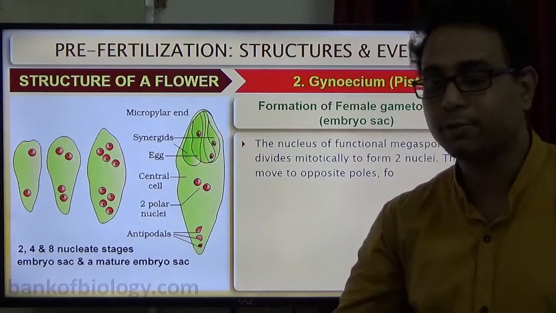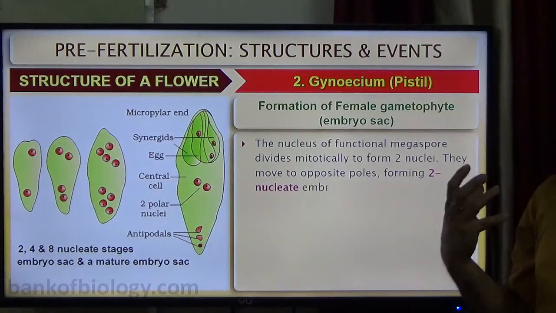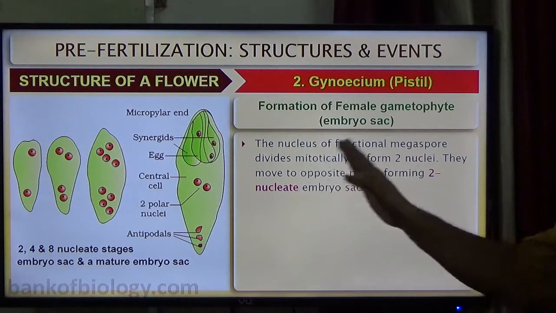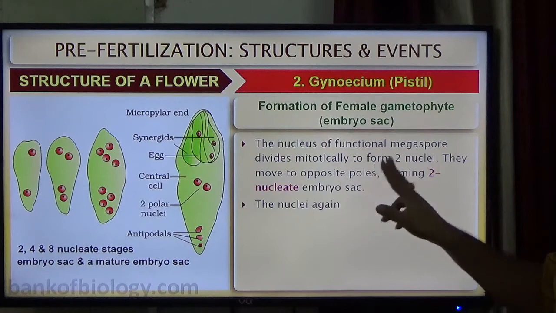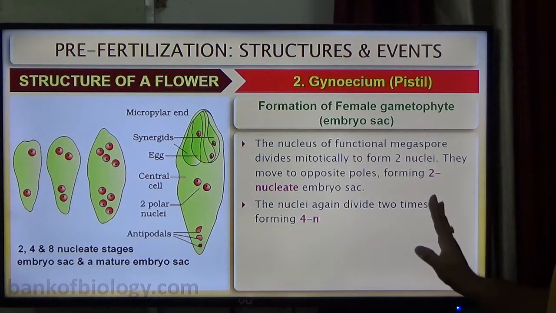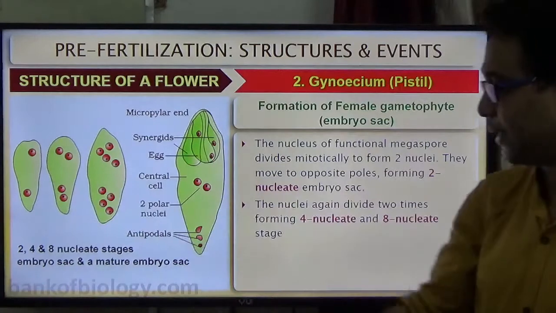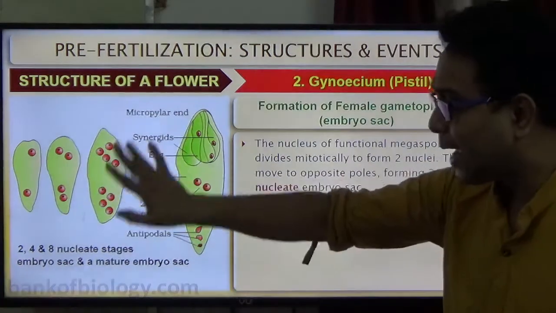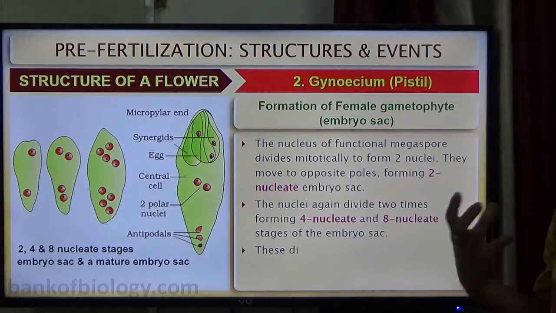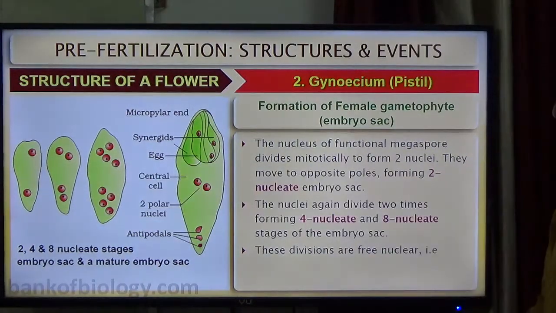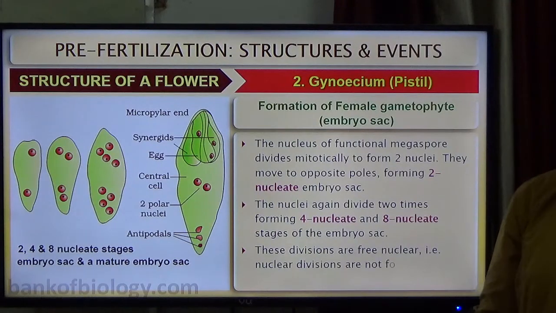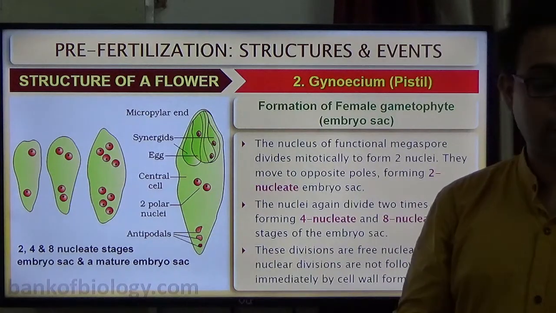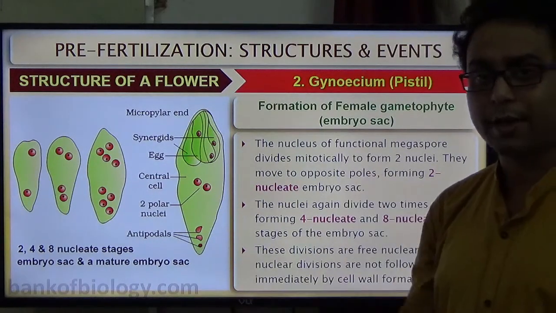In the karyokinesis process we get the 8 nuclei. So the nucleus of the functional megaspore divides mitotically into 2 nuclei. They move to opposite poles from the 2 nucleus state. After that they again divide and produce the 4 nucleate, and finally they produce the 8 nucleate stage of the embryo sac. This division is a free nuclear division. That means no cytoplasm division is happening. Also the cell wall formation is not happening here.